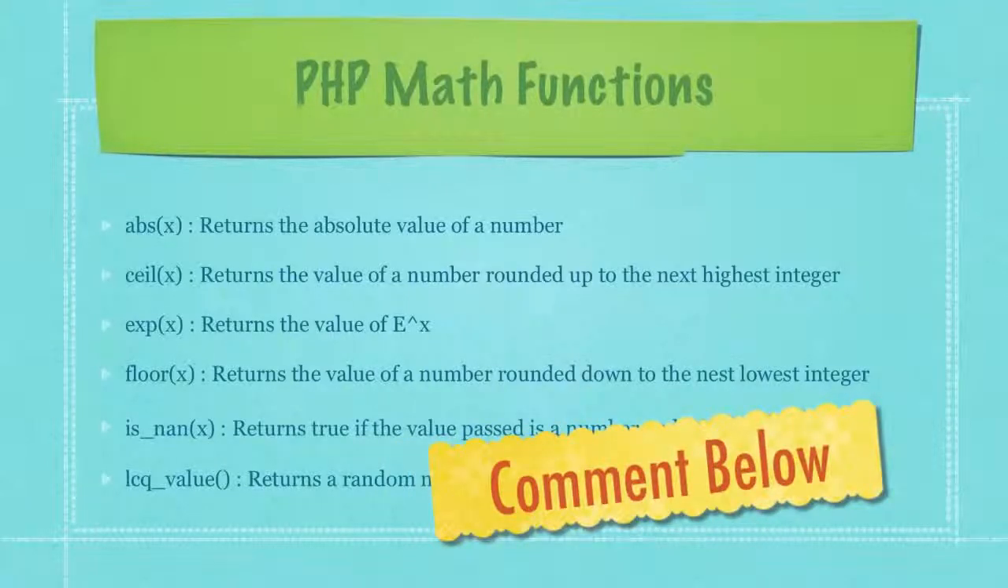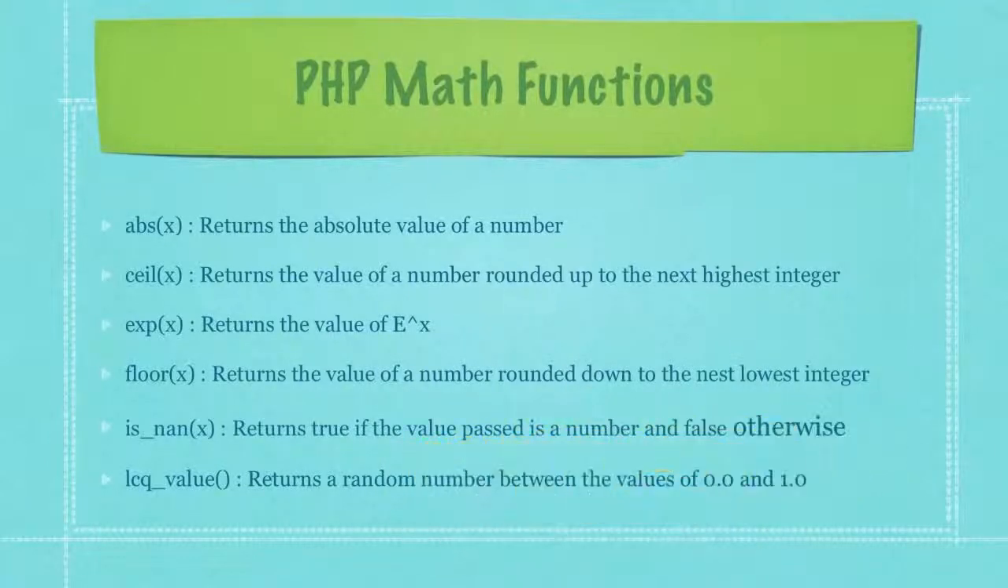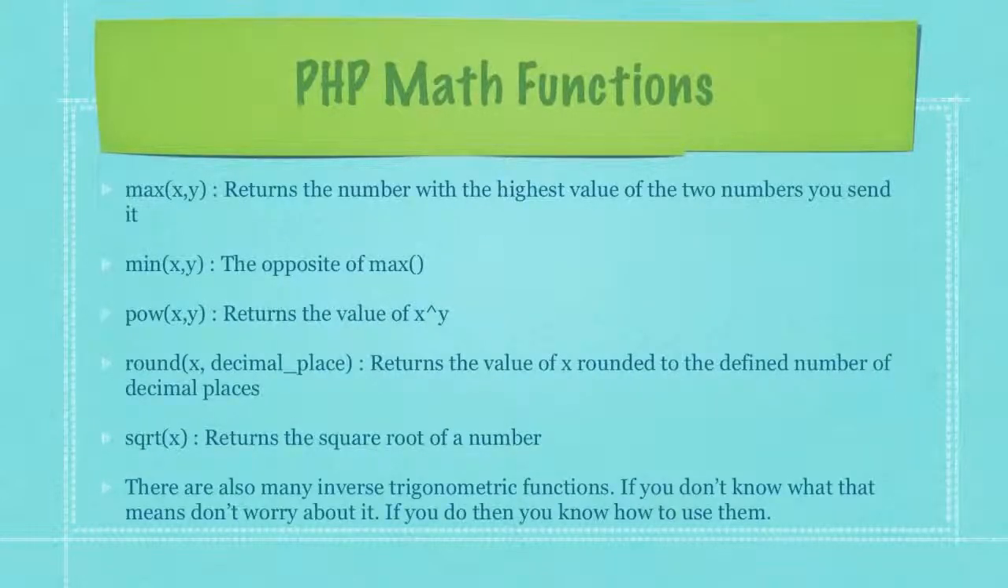LCG value returns a random number between the values of 0.0 and 1.0. Obviously, if you want a larger random number, you would just multiply your random number by a larger number. Max returns the number with the highest value of the two numbers you send it. Min does the opposite of max. Pow returns the value of x to the power of y. Round returns the value of x rounded to the defined number of decimal places. Square root returns the square root of a number.